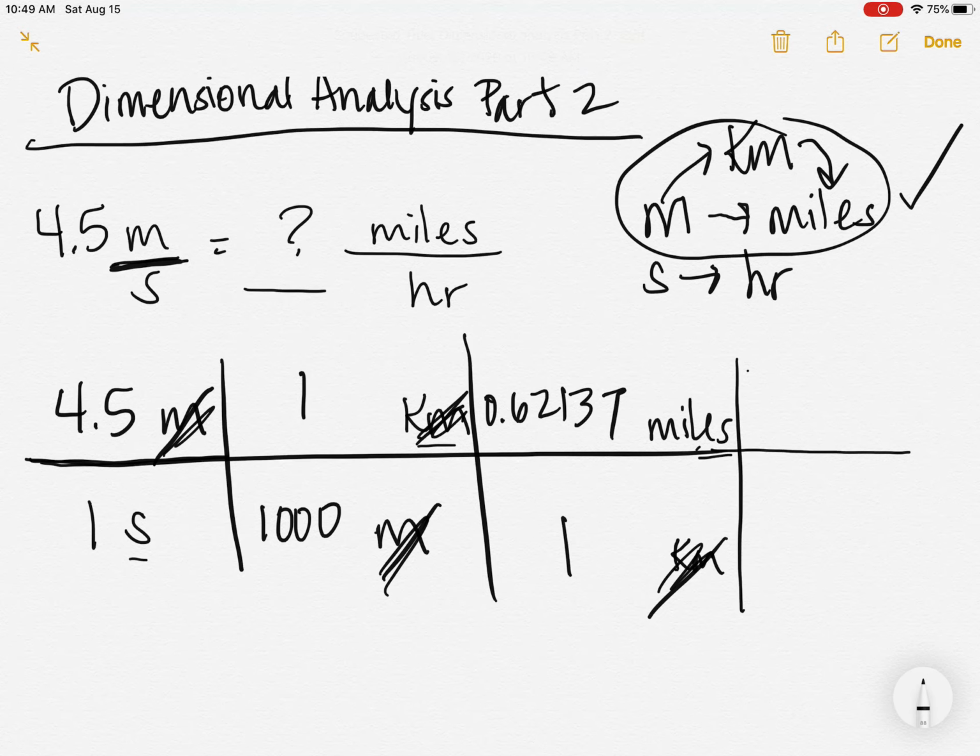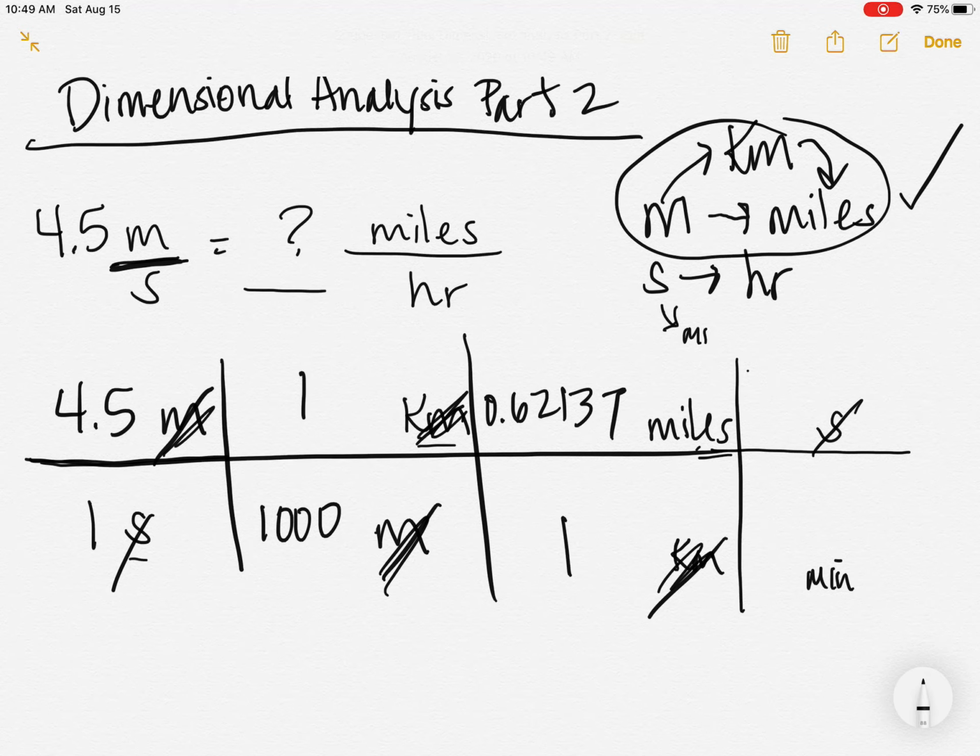I'm now concerned about getting rid of my seconds, and seconds are in the denominator. So now seconds has to go in the numerator so that it cancels. Now you might not know how many seconds are in an hour. That's okay, but we do know the relationship between seconds and minutes.